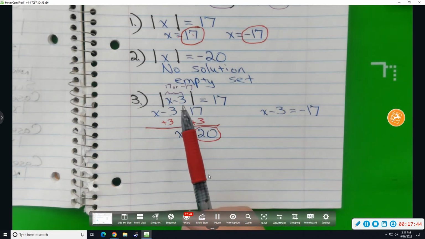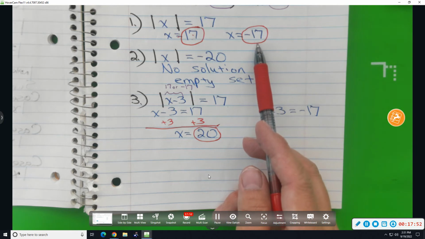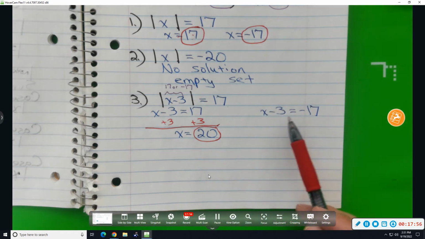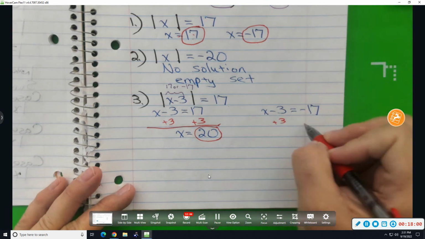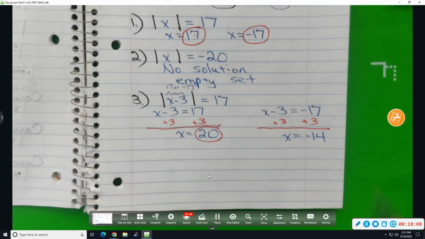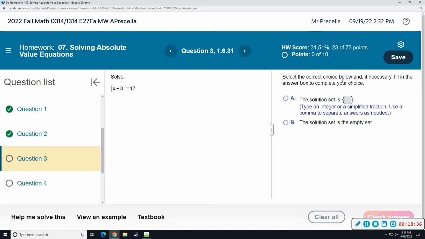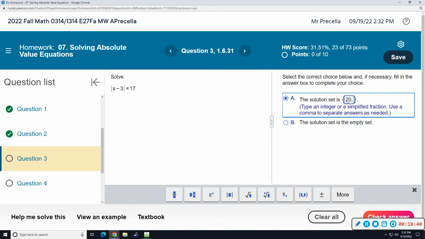And notice, when the thing inside the absolute value bar is anything other than just an x, you're not going to get the same number with just opposite signs as your final answer. The second solution isn't going to be negative 20. Adding 3 here, what are we about to get? Negative 14, I agree. To give us x equals negative 14. So we have a positive 20 and a negative 14 as our two solutions. Notice it's not just plus or minus the same number. Any questions there?